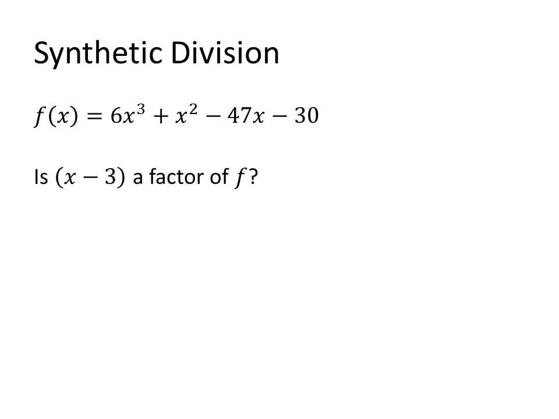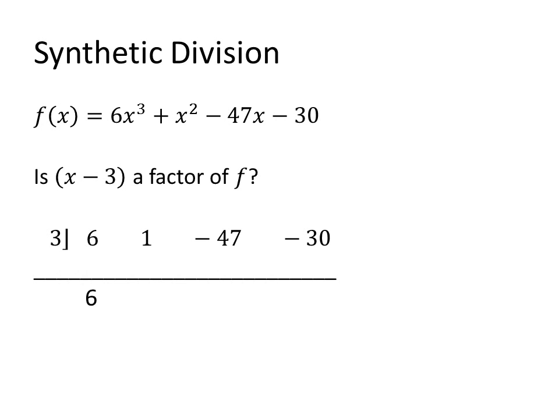So let's use synthetic division again to see whether x minus 3 is a factor of 6x cubed plus x squared minus 47x minus 30. In this case, we set up our synthetic division like this. 3 goes in the box, positive 3, that is, and then the coefficients, 6, 1, negative 47, and negative 30, go above. The 6 comes down for free. We multiply 3 times 6 and get 18. We add 1 and 18 to get 19.